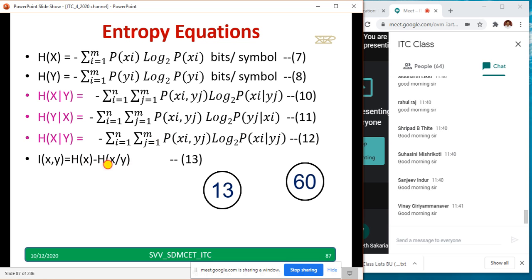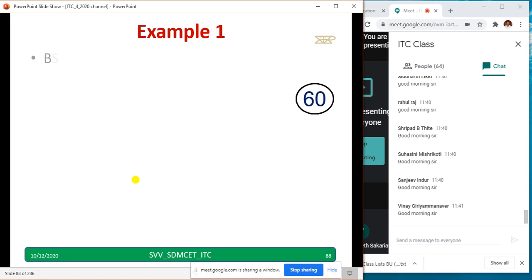Another 2-3 equations are there. Today we will try to discuss those equations. Hope all of you are remembering this much. And now we will continue today's class. So we will see the example.